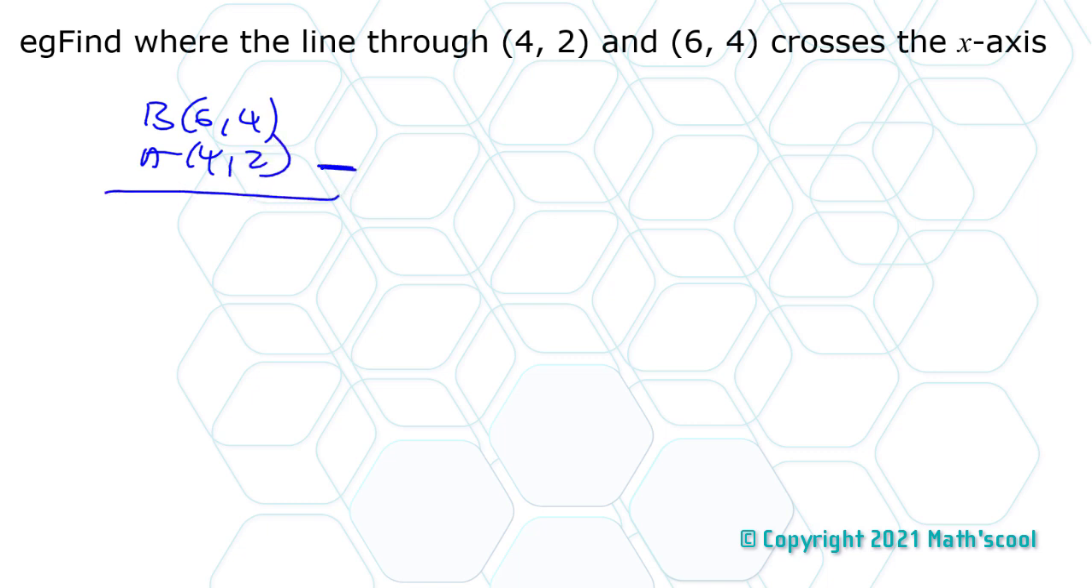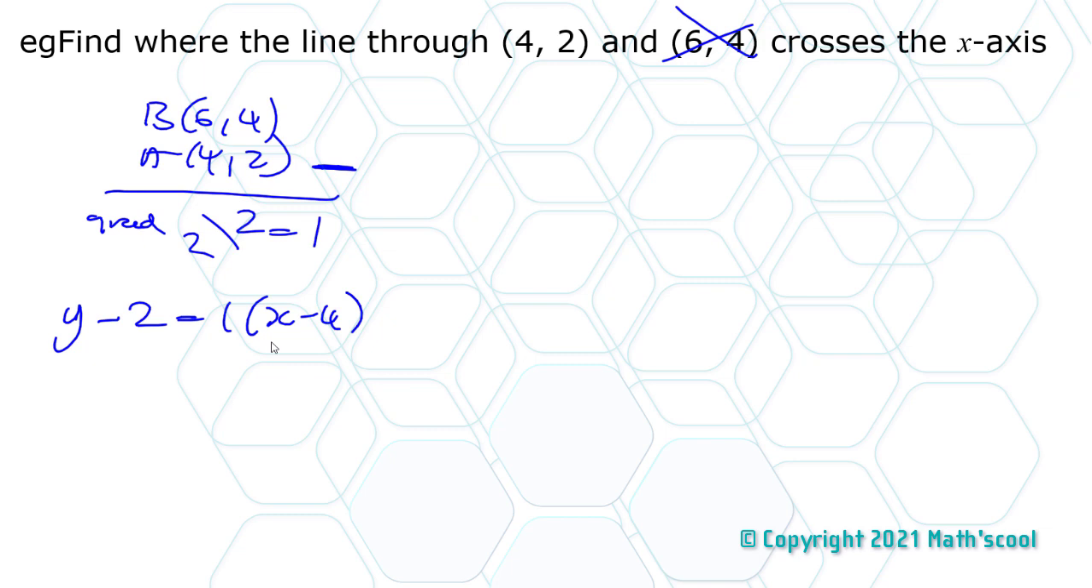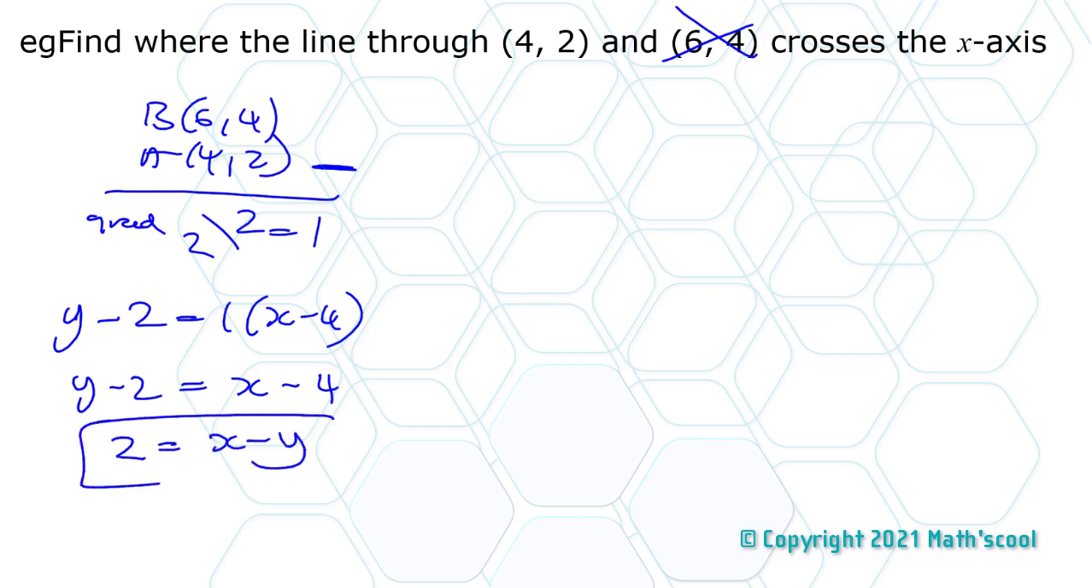And then we can find the gradient by subtracting. So that's going to be 2 and that's going to be 2, and then reverse divide. And so the gradient is going to be 1. And then we can just use one of the points. Y minus 2 equals 1, x minus 4. And so y minus 2 equals x minus 4. And add the 4 to both sides. So 2 equals x minus y.